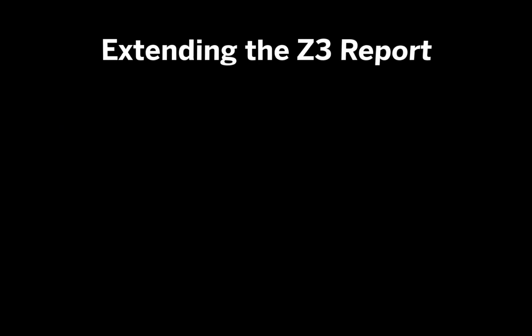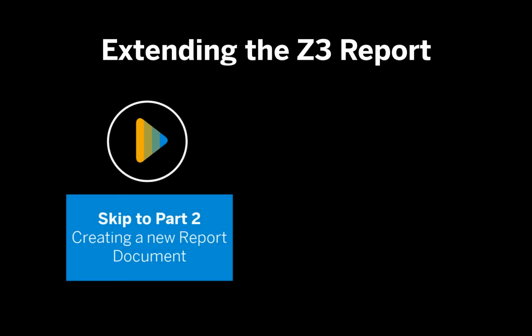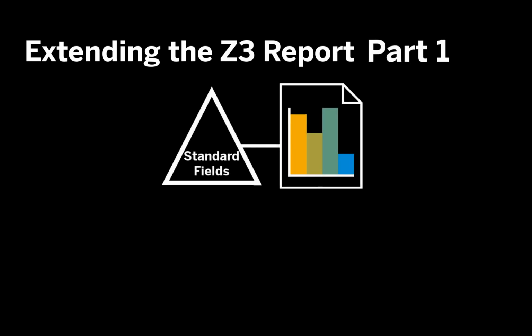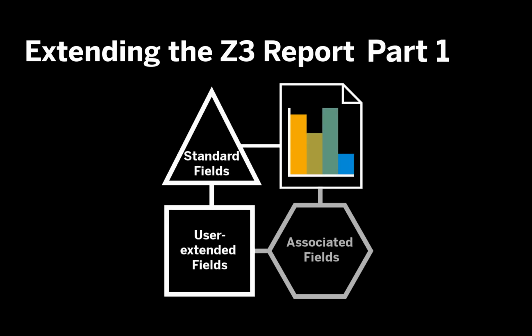If you want, you can skip ahead to the second and third parts of the series by clicking the links that are on the screen now. They take you to the videos showing you how to create a new report document, that's part 2, and how to deactivate duplicate reporting activities, that's the optional part 3. This first video shows you how to extend the report using standard fields, user extended fields, and associated fields. So let's jump right in.